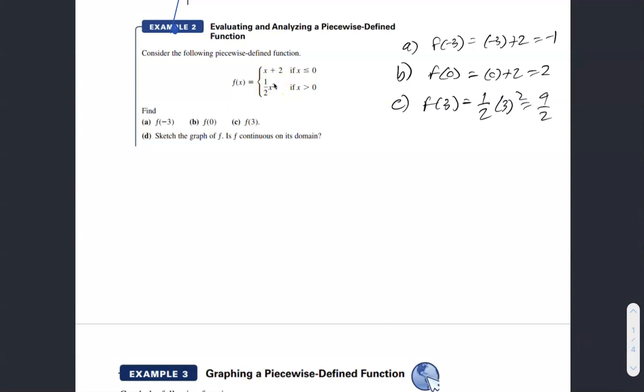So that's how we evaluate it. Again, we're trying to get one answer for each. You just substitute it into the corresponding equation. Now they want me to sketch the graph. That's how I can do it.